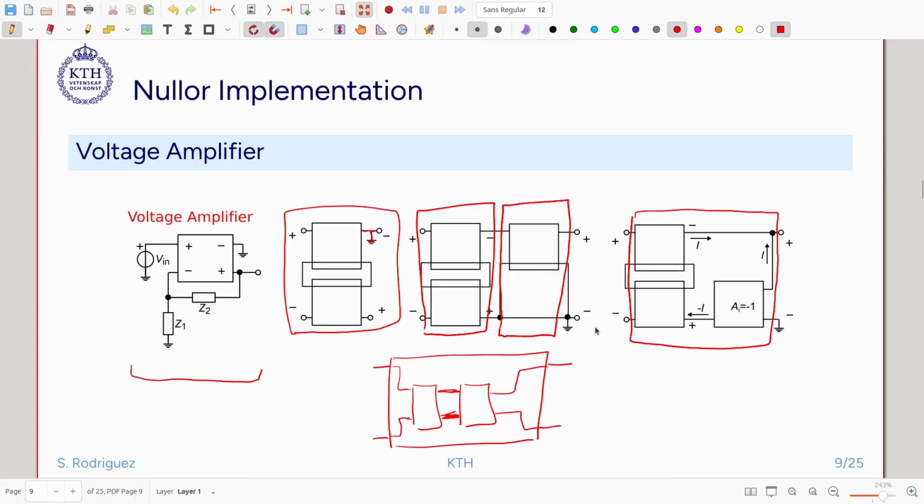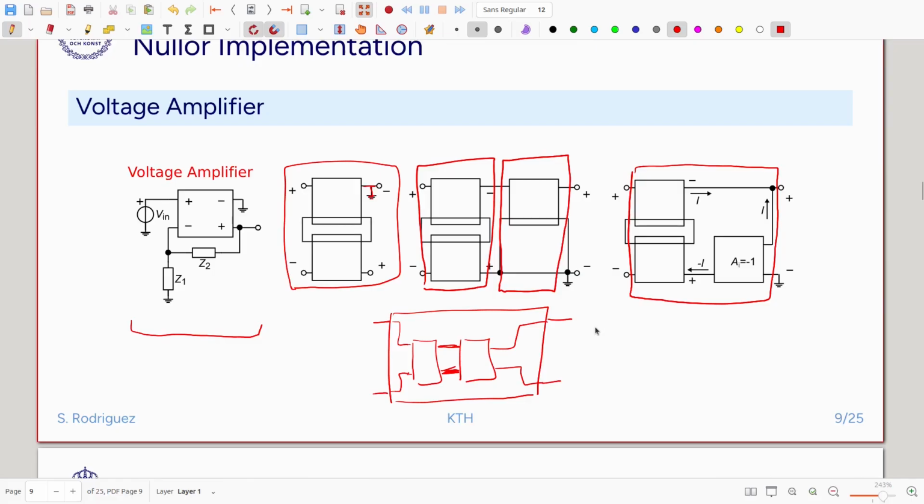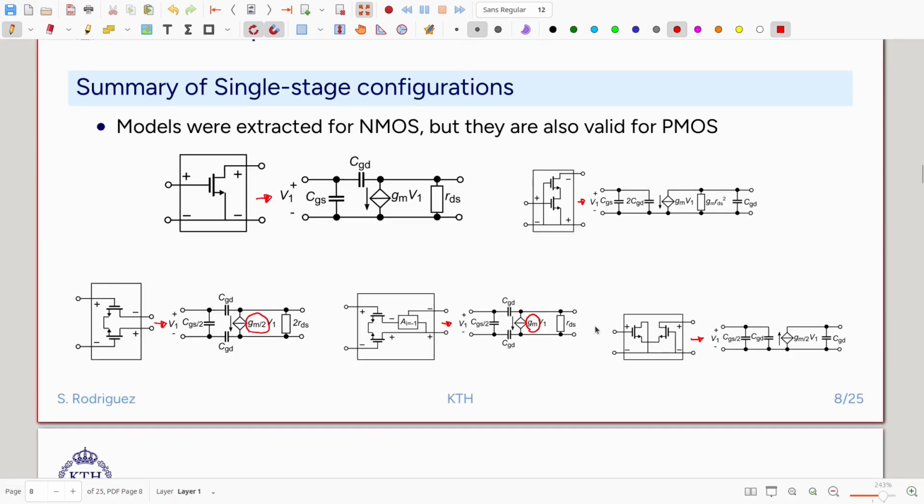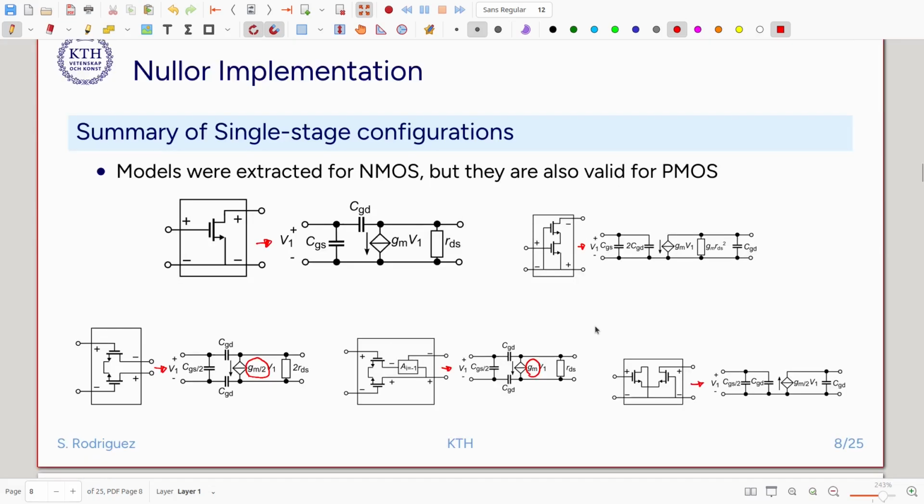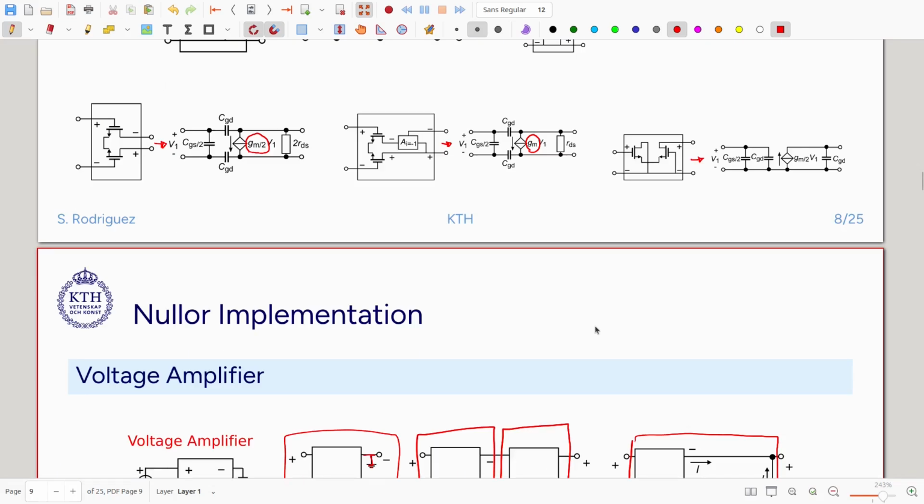Depending on the requirements, we might need to use cascodes to improve the loop gain at low frequencies. We might need to use different stages.